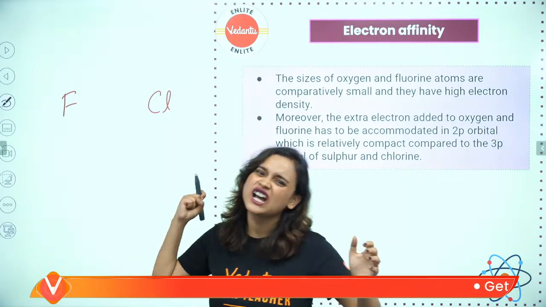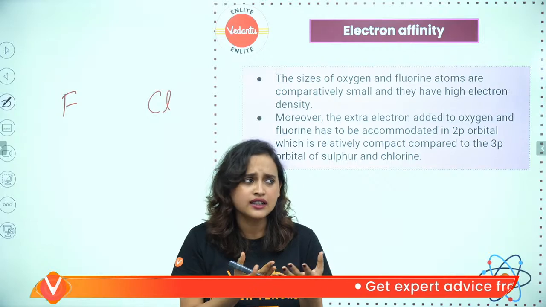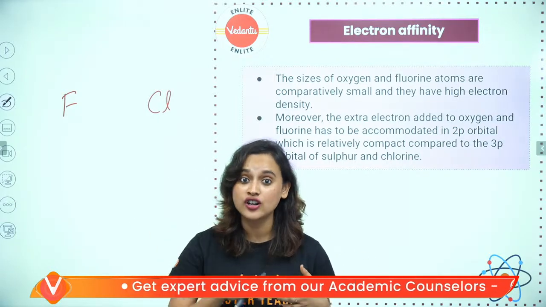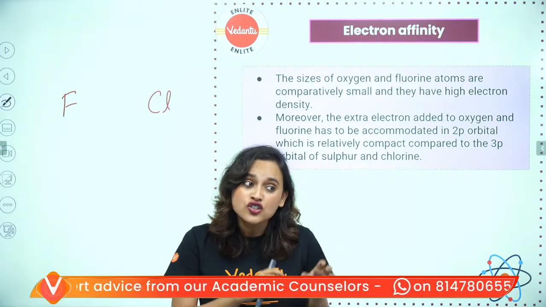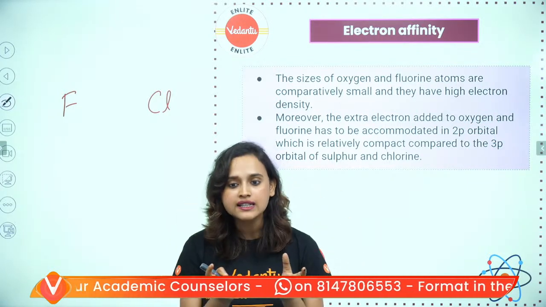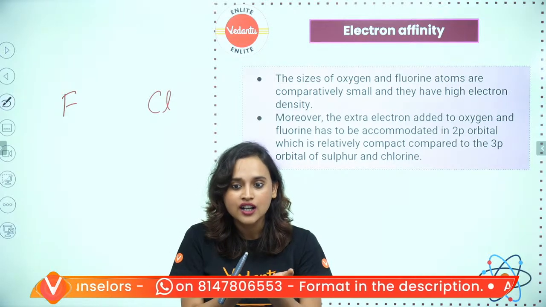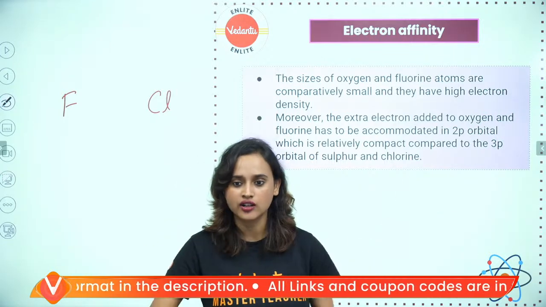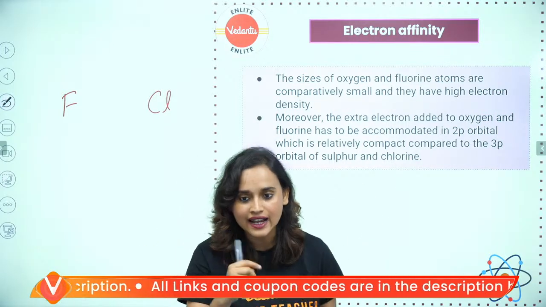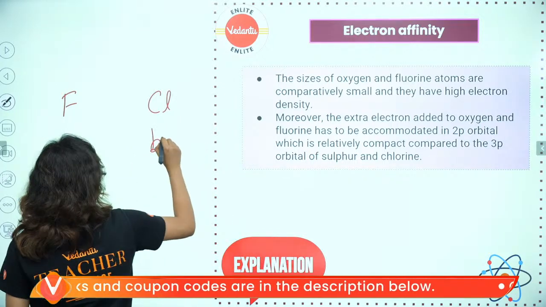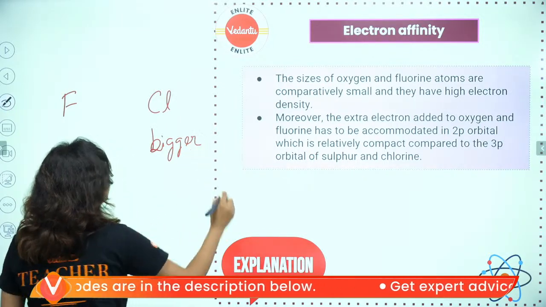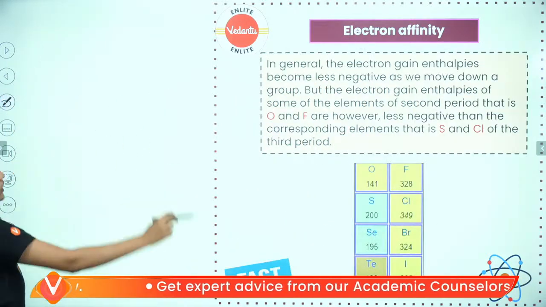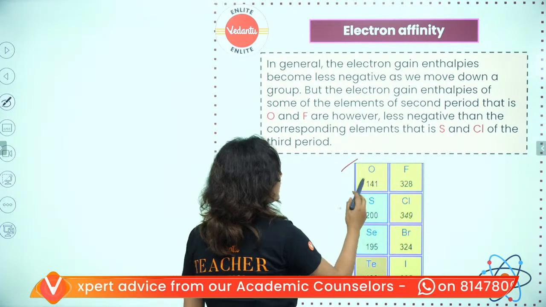So if you try to push in one more electron, fluorine is like, no, I can't take it, I have very little size. Plus there is inter-electron repulsion also, so it will not allow it. But chlorine has a bigger size. So chlorine will be like, cool, sure, bring it on. Because of the bigger size, we see an anomaly. We also see the same thing with oxygen and sulfur.